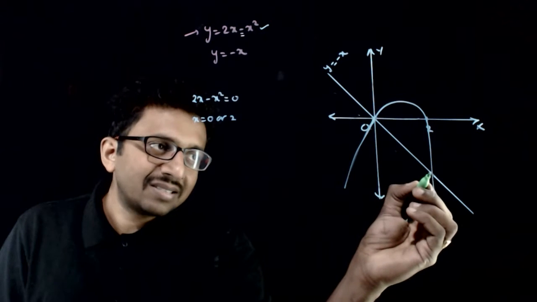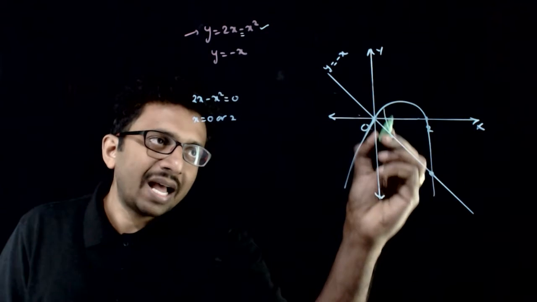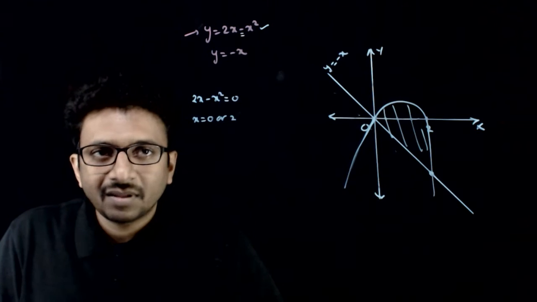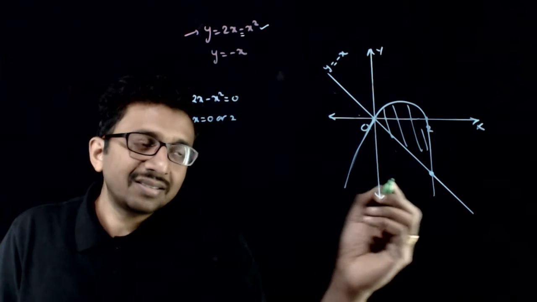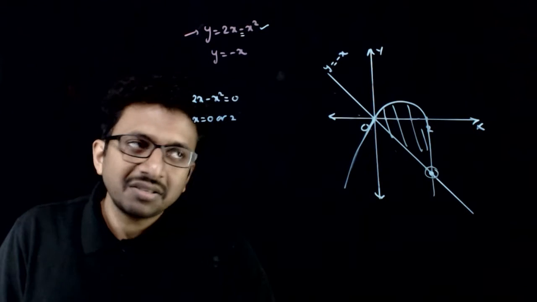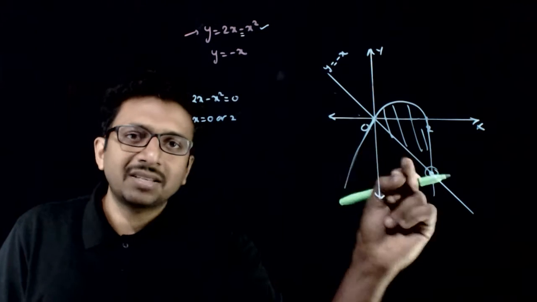So it meets this line at some point. So you're asked to find this area. To find this area, first let us find this point of intersection and integrate upper curve minus lower curve.